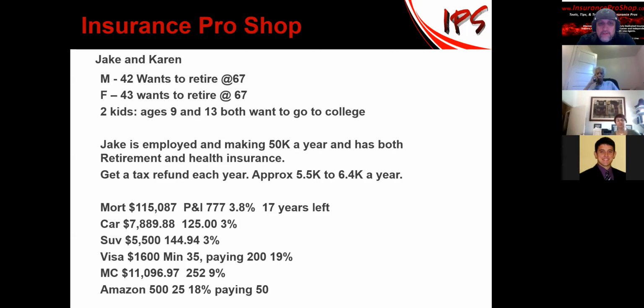They have a mortgage. It's a $115,000 mortgage. Their principal and interest payment is $777 a month. They're paying 3.8%. They have 17 years left. They have two car loans for about $300 a month. They have a couple of credit cards totaling about $13,000, and they're spending about $500 a month on those credit cards. So they're not in a terrible situation, but they have some problems here.